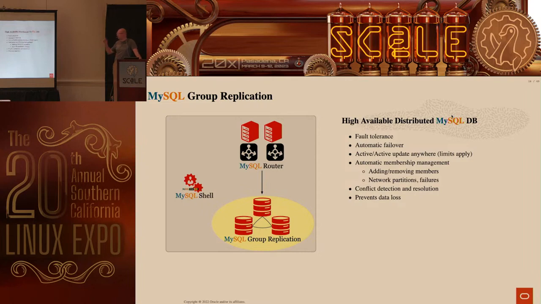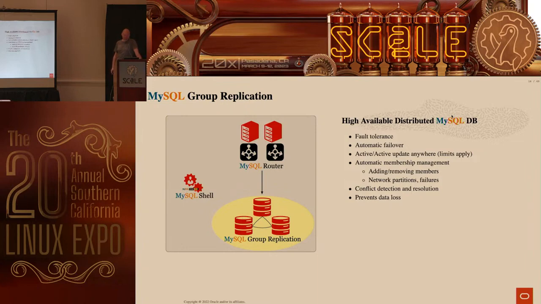We have several customers and users using it in multi-primary mode, but in general, single primary mode is the way to go. Automatic membership management, so adding and removing members is fully automatic. You just add the members with shell, you say add instance, and then it does all the rest for you. Any network partition, any failure is handled.